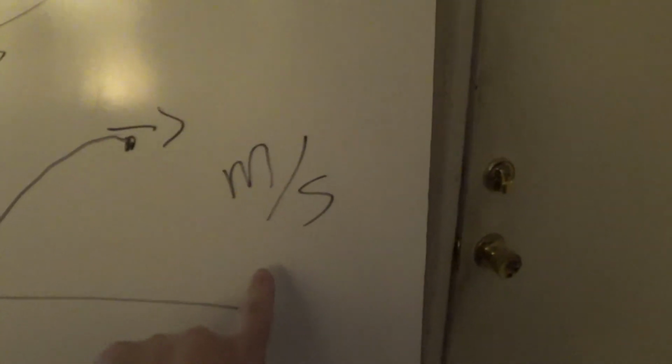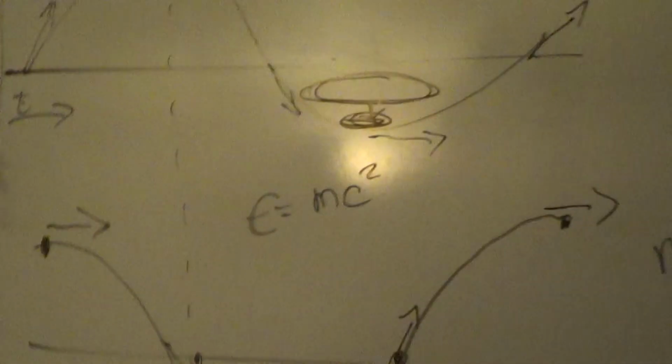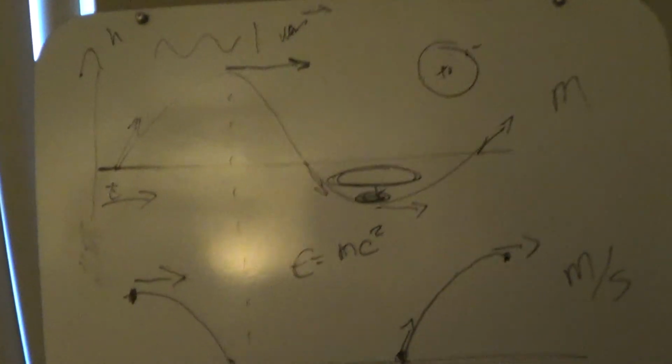That's calculus. This is physics. If your height is in meters, your velocity of your height is in meters per second, your acceleration is in meters per second squared. And that's the basics of calculus and physics.